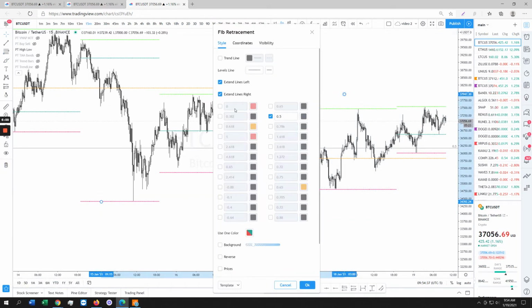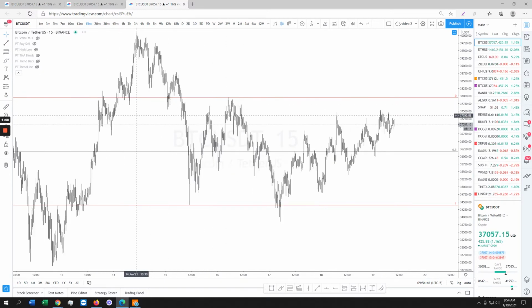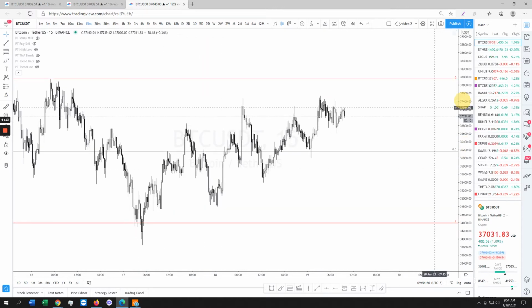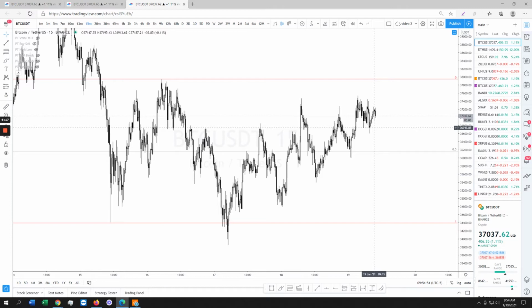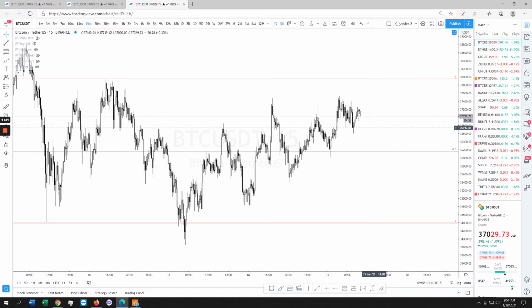Boom, 5-1. Let's see if that works. Yeah, there we go. That's the range that we're in right now from a sub 4 hour perspective. But if you want to go even smaller, let me see something.